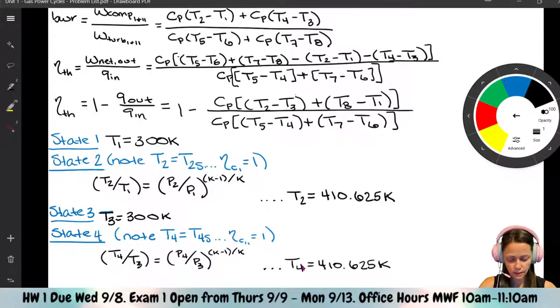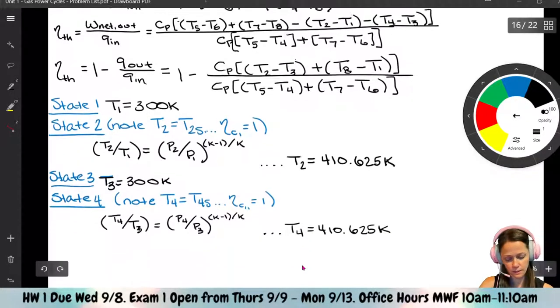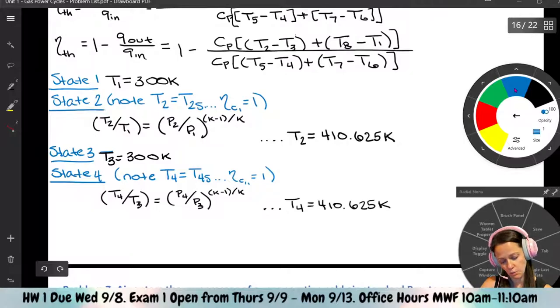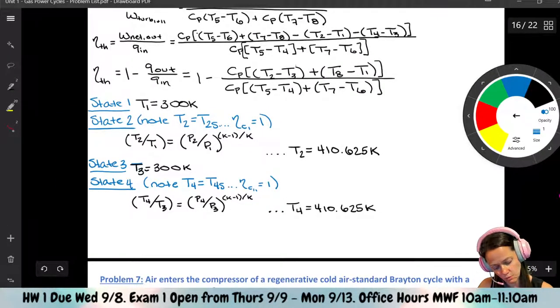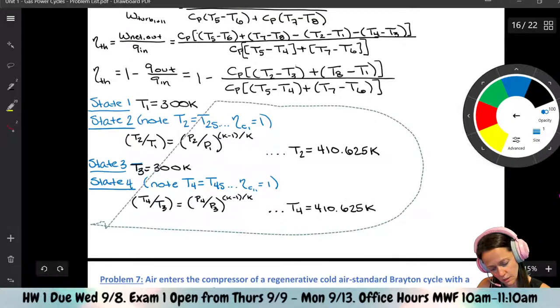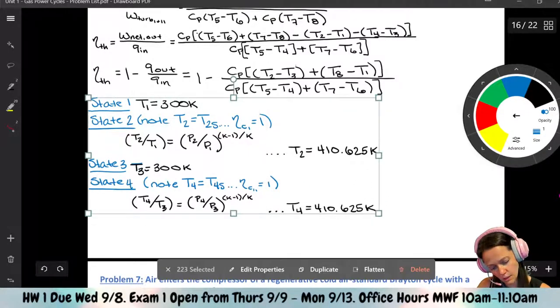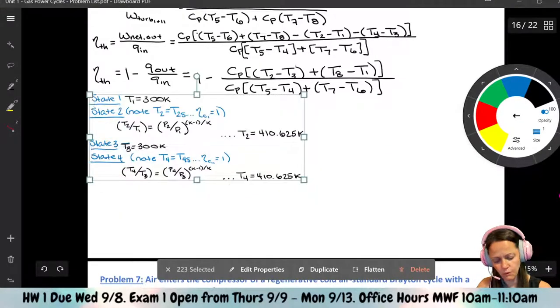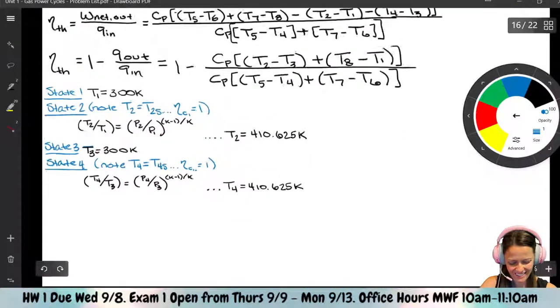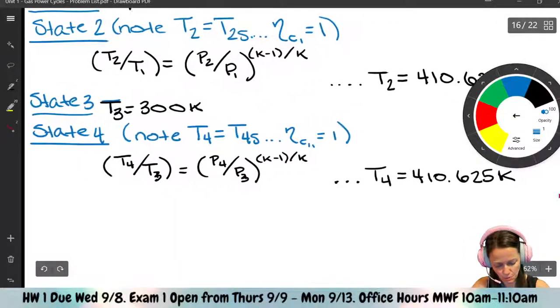Okay. So, oh, I'm running out of room. Well, that's fine. I'll make this smaller. Here we go. Fit it all in there. All right. So, oopsies.